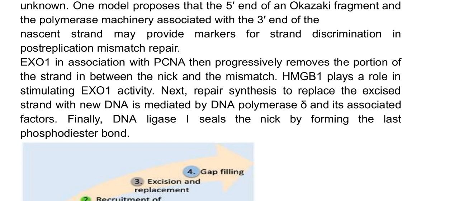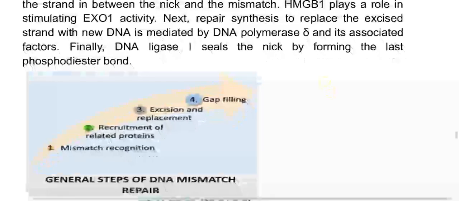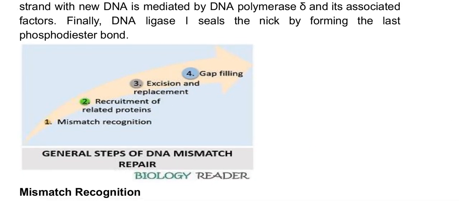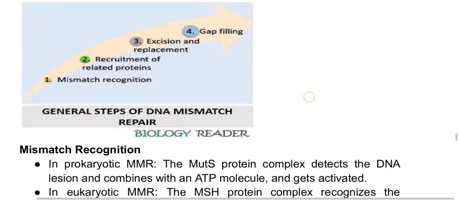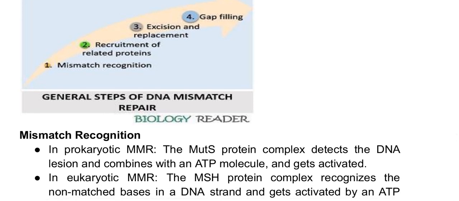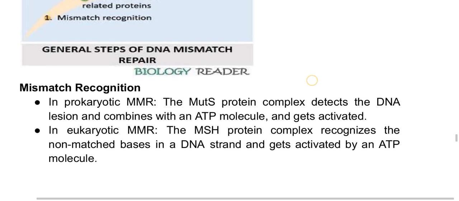Next, repair synthesis to replace the excised strand with new DNA is mediated by DNA polymerase delta and its associated factors. Finally, DNA ligase 1 seals the nick by forming the last phosphodiester bond. General steps of DNA mismatch repair: mismatch recognition, recruitment of related proteins, excision and replacement, and gap filling.